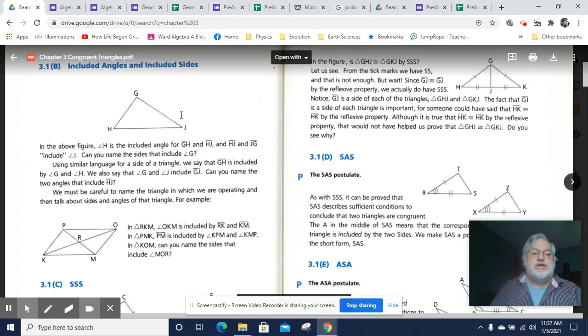The included side GJ is included between the angles G and J. So it's the one that's in between. Included means it's going to be the most in between thing.